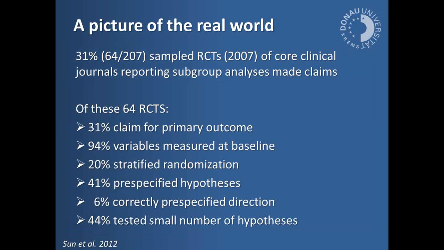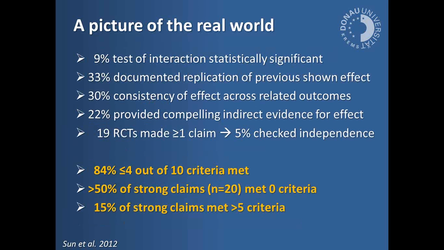Nearly all measured the variables at baseline. Only a fifth did the stratified randomization. Nearly half pre-specified the hypothesis, and just 6% correctly pre-specified the direction, and nearly half tested just a small number of hypotheses. So we see that between what we say in theory, how it should be, and how the reality is, there is a big gap.